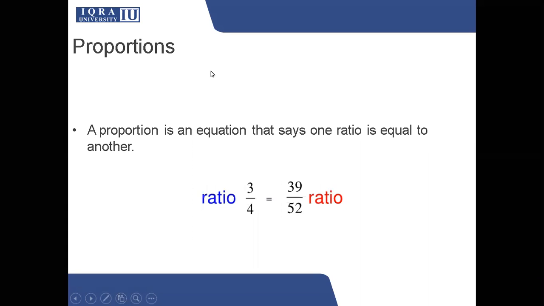Now let's talk about what a proportion is. A proportion is basically, now we include equations into this. So a proportion is an equation that says one ratio is equal to another. For example, if I have a ratio 3/4, right, and if I have a ratio 39/52, now these are two separate ratios, right? And if I say that these two ratios are equal, then this whole thing is a proportion. And these two ratios, they are equal. If you simplify them, you might be able to get 3/4. But the main thing is that this is what a proportion is. When two ratios are equal, you get a proportion, right?